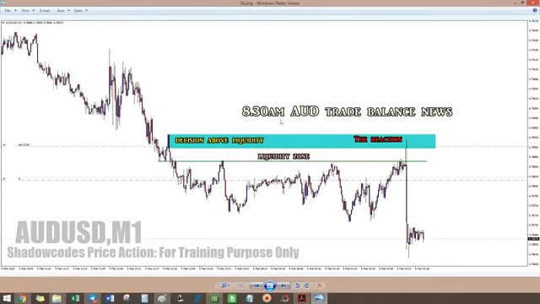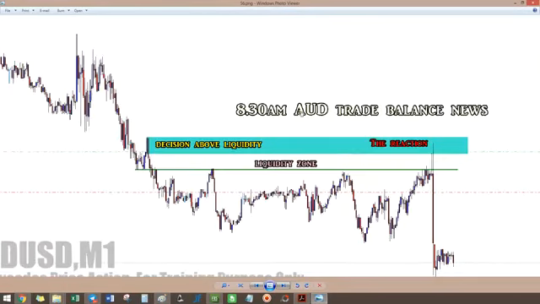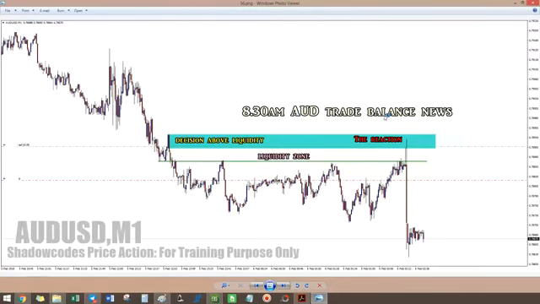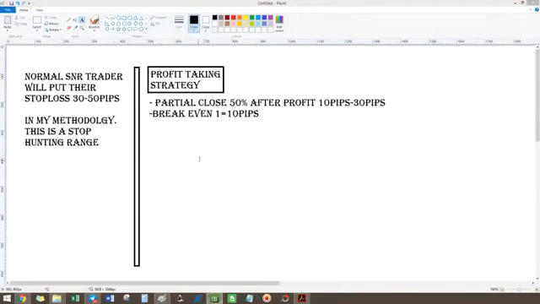So this is my trade during the AUD trade balance news. I was expecting price to go to this decision, because over here there is liquidity, over here there is compression, and over here there is a decision above the liquidity zone. So we need to learn the basics first.